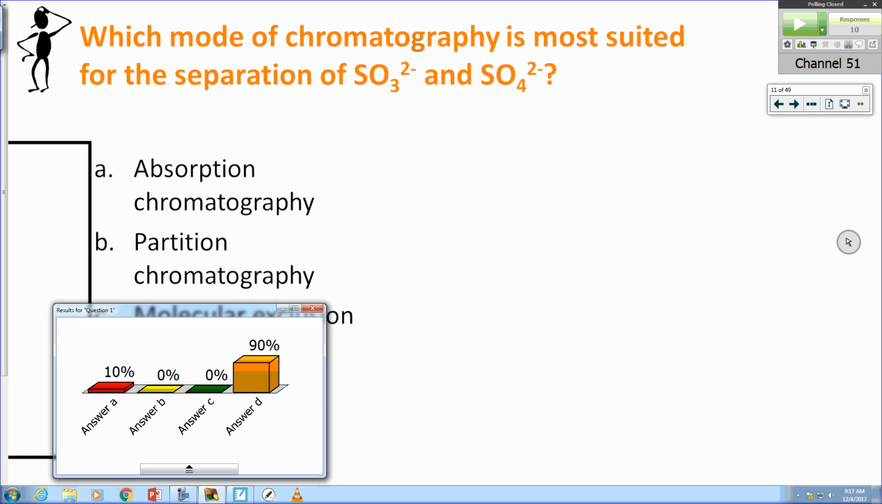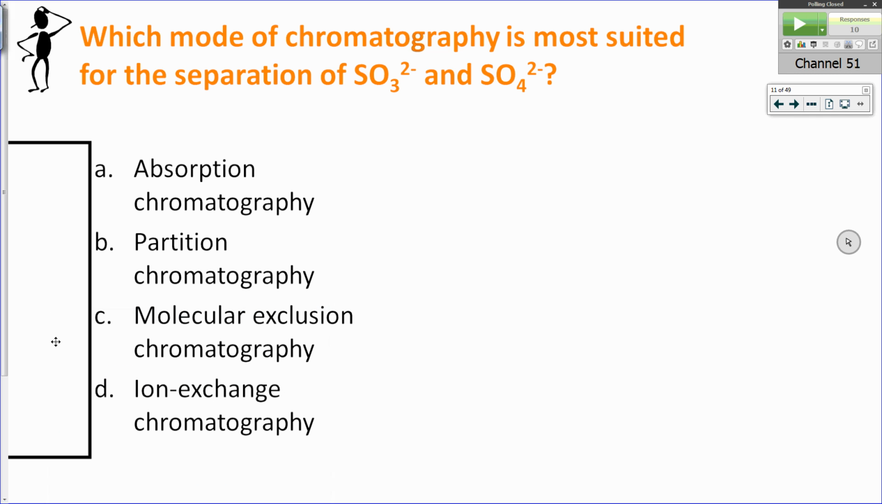Well, almost everybody got it. I actually just told you this exact pair in my example. We've got two ions that have the same charge. You're going to separate ions with exchange chromatography. So small inorganic species, that's the way that we go.